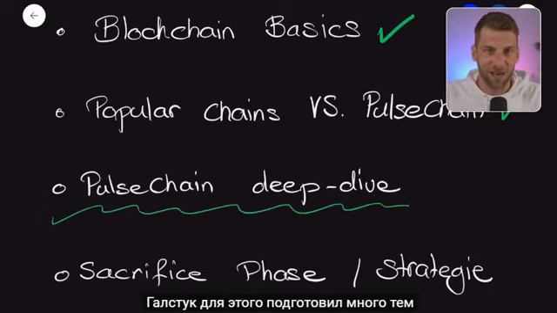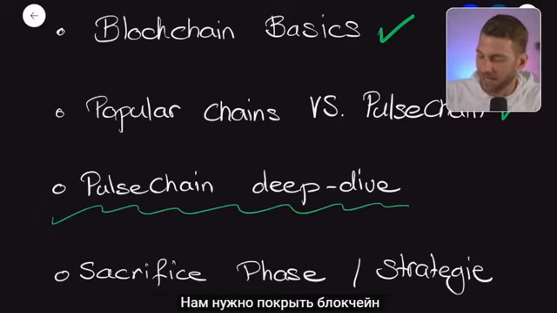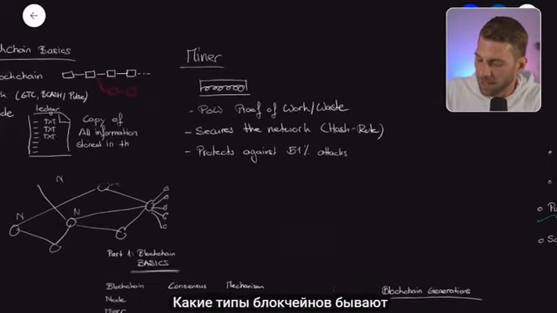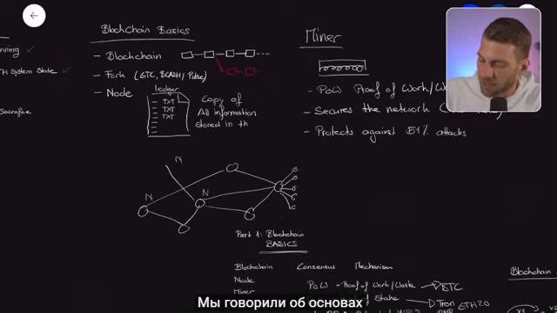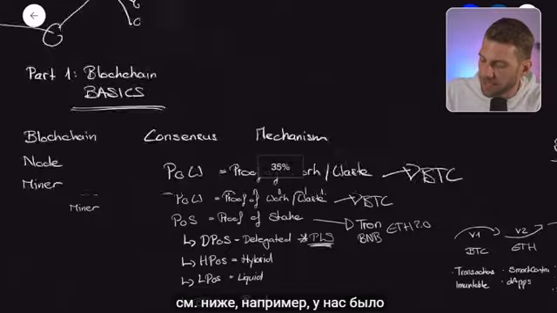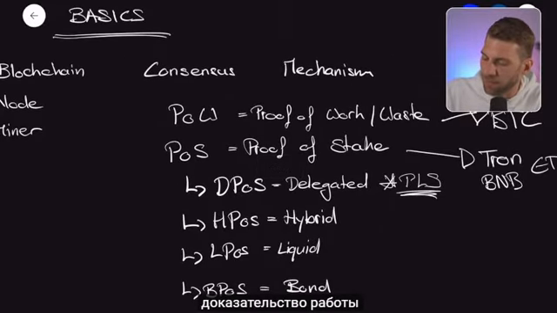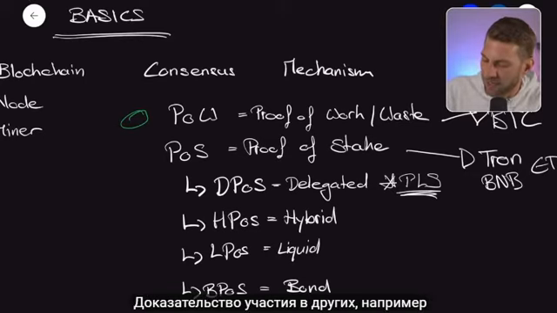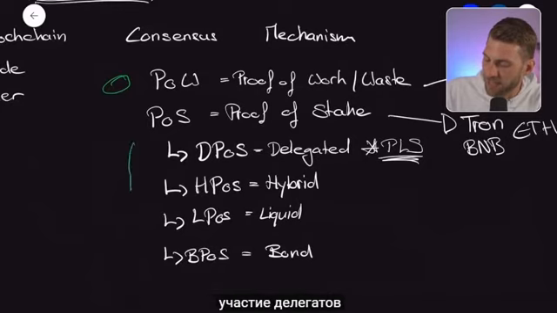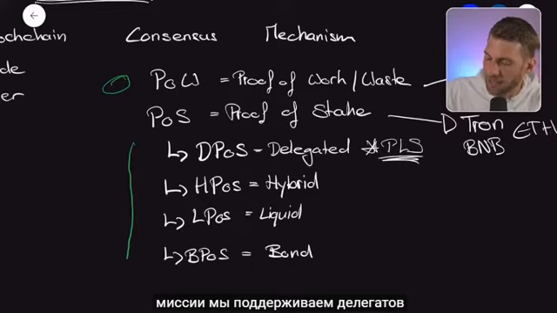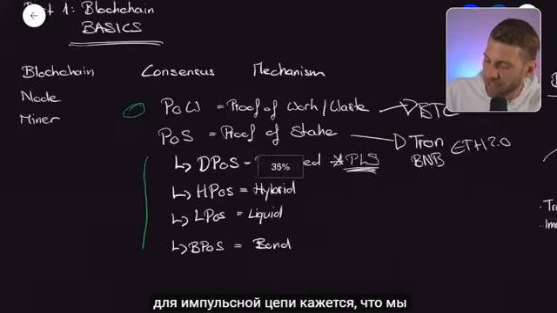For this I prepared a lot of topics. We have to cover the blockchain basics, which we saw in the earlier videos. We were talking a little bit about what kind of blockchain types there are. We talked about the basics of proof of stake and proof of work. We had the proof of work, which is used by Bitcoin, and we have the proof of stake, for example, in some other chains, and we have different versions of proof of stake: the delegated, the hybrid, the liquid, and the bond proof of stake. We are going with the delegated proof of stake for the pulse chain, it seems.